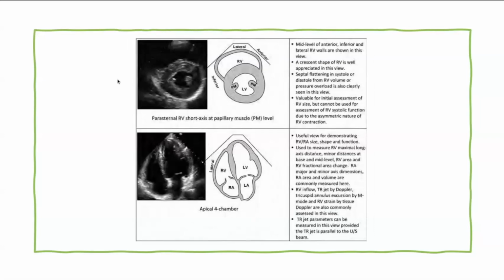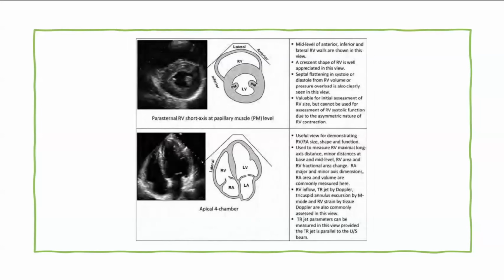And then going to the level of the papillary muscles, again, we can get a sense of some of the walls of the RV: the lateral wall up here, the anterior wall here, the inferior wall here. We can again look to see if there's any septal flattening that could be consistent with RV pressure or volume overload.